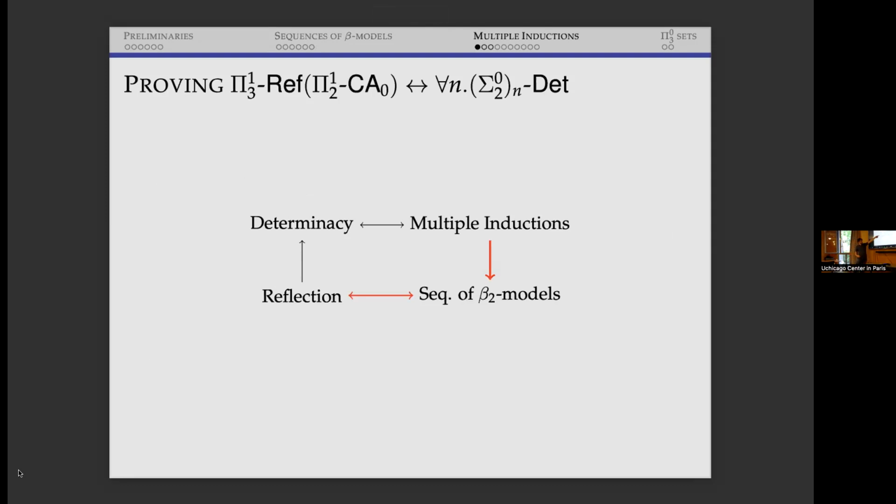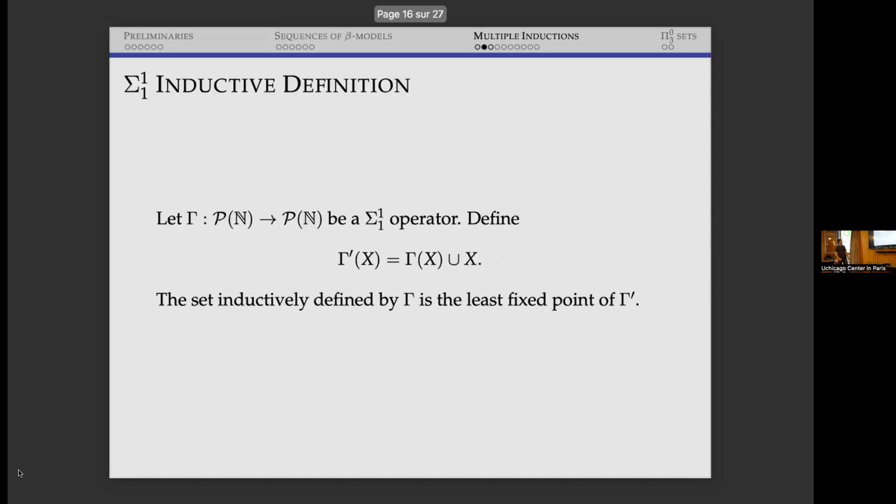So from reflection to determinacy, the proof is straight. From determinacy, we get a result by Metzala and Tanaka that it's going to be equivalent. And we just proved the connection between reflection and sequence of beta 2 models. And we're going to use multiple inductions to create sequences of beta 2 models. So I'll restate this later with the pretty system names.